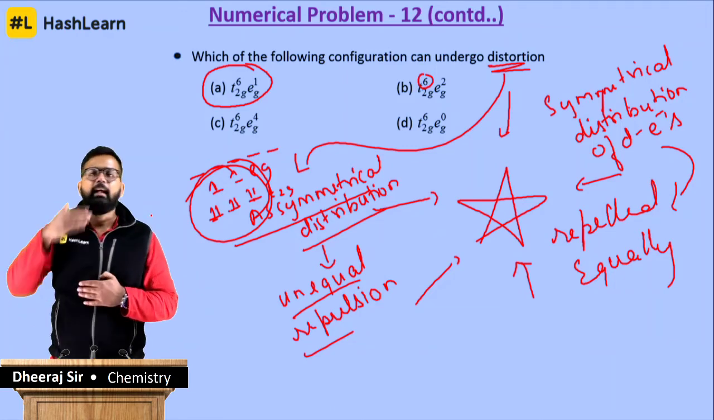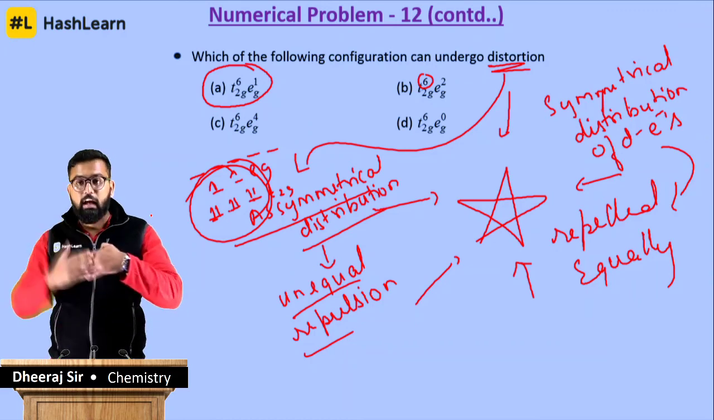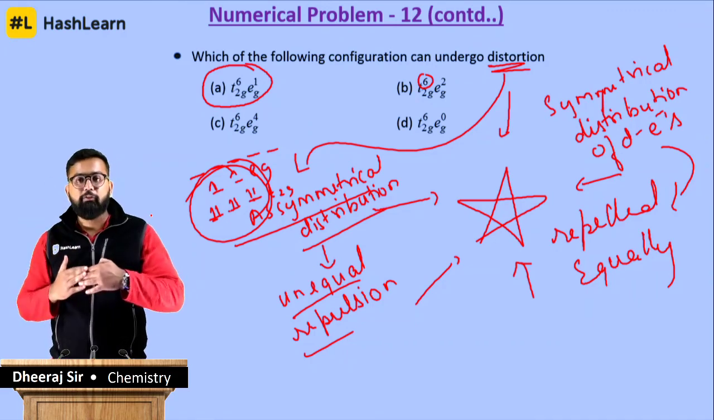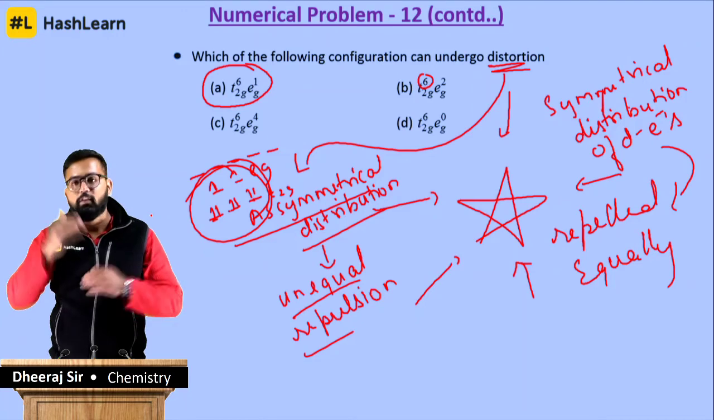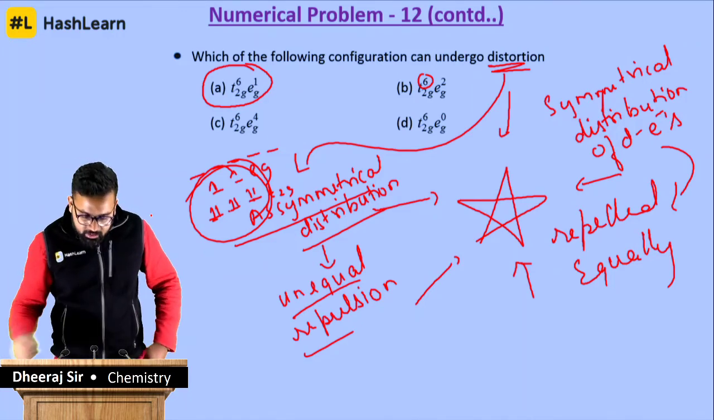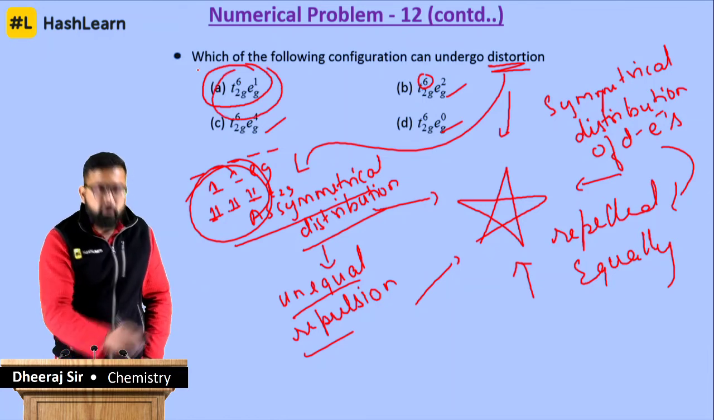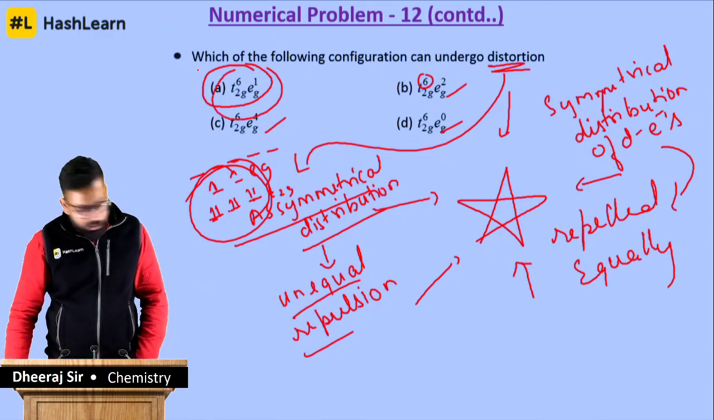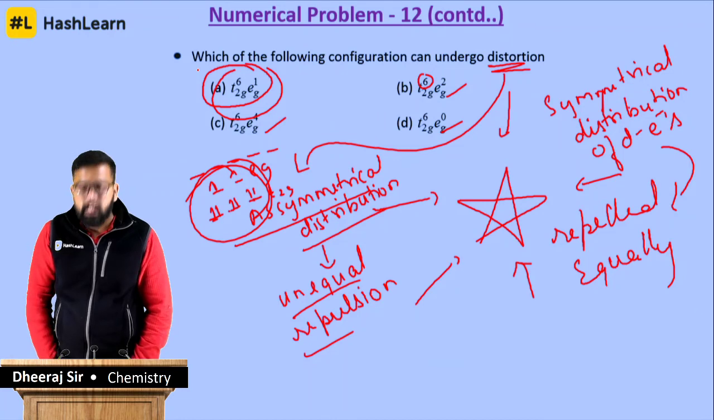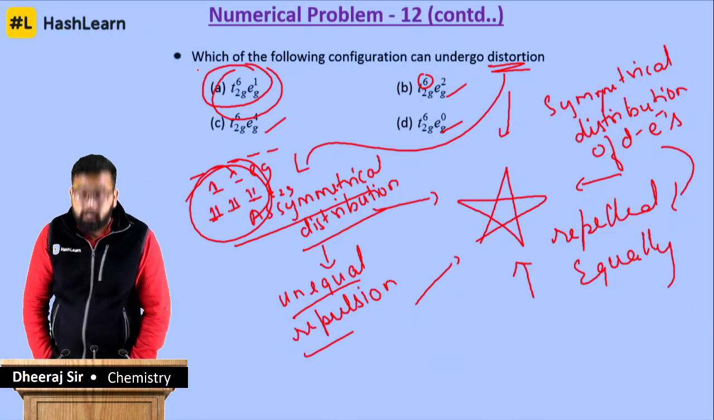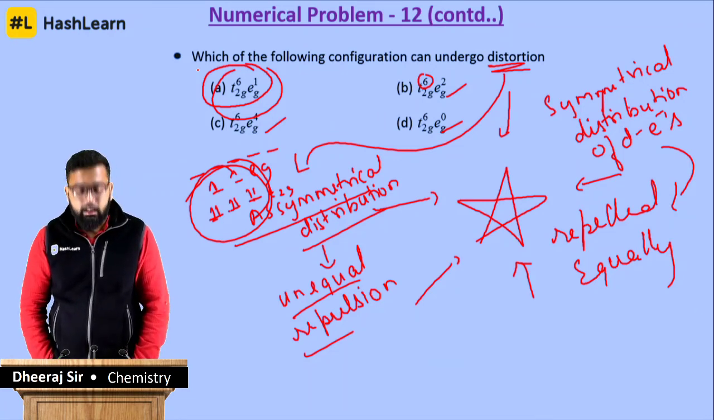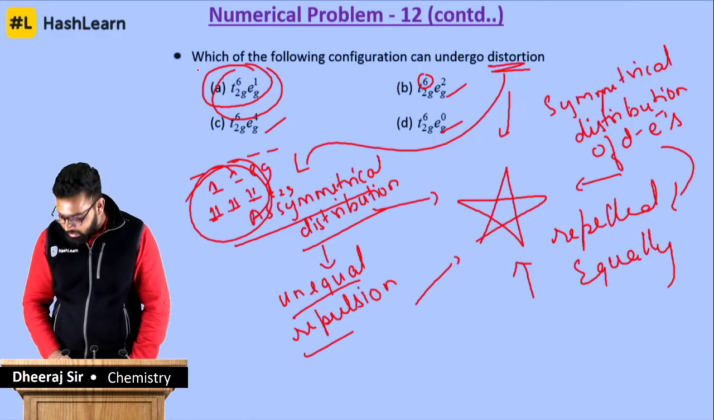T2G level fully filled, EG level also is fully filled. Or T2G half filled, EG full, T2G full, EG half. This is how it is going to be symmetrically distributed. That is how it is for all of these. But when it comes to option A, it is 6:1, which is not at all symmetrical. Therefore, that is undergoing maximum distortion, and hence option A is the answer.